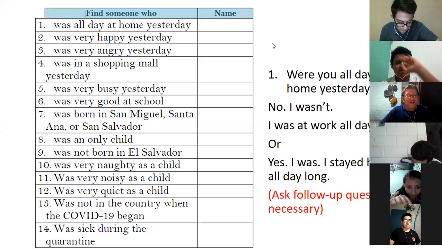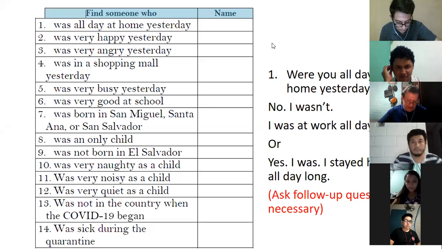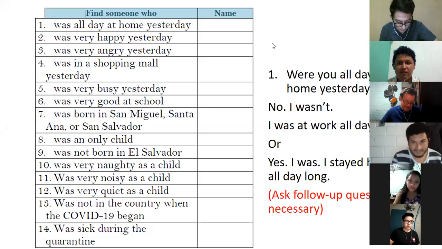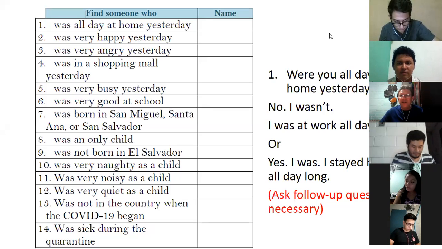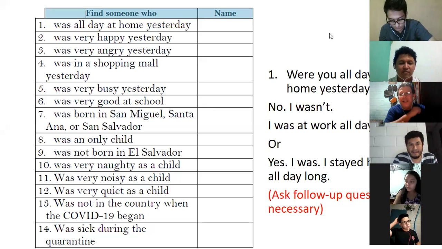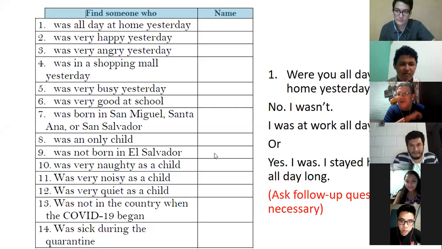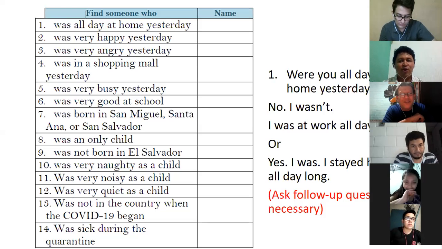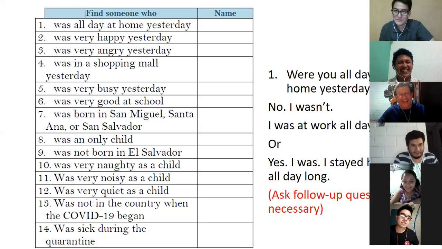So, three names, please, if you have them. Okay, let me see. I didn't write down all of them, but let me see if I remember. I remember that Carla Guadron, I think Karen Galdames, and I don't remember who else were born in San Salvador. I thought you were going to say born in El Salvador. Well, all of them were born, I think.